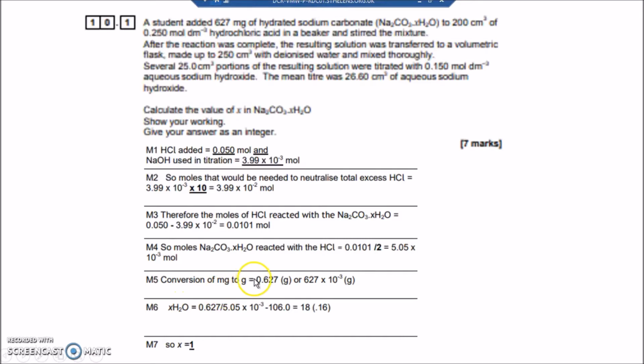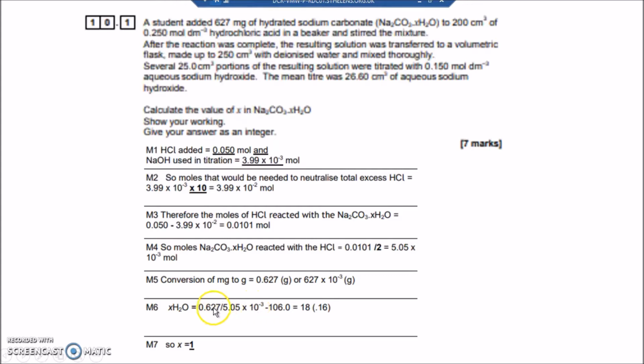Then moles equals mass divided by Mr. Moles of sodium carbonate is 5.05 times 10 to the minus 3 equals the mass divided by the Mr. The mass is 0.627. So 5.05 times 10 to the minus 3 equals 0.627, the mass, divided by the Mr. With a little bit of rearranging, the Mr of the sodium carbonate is 0.627 divided by 5.05 times 10 to the minus 3. It's that value there.